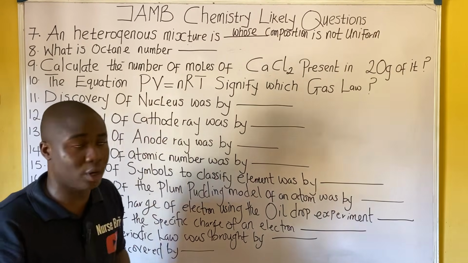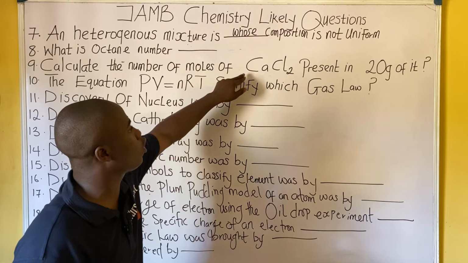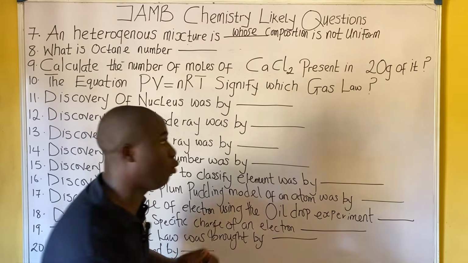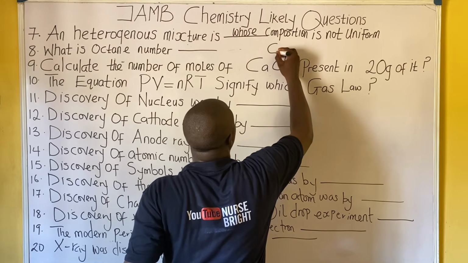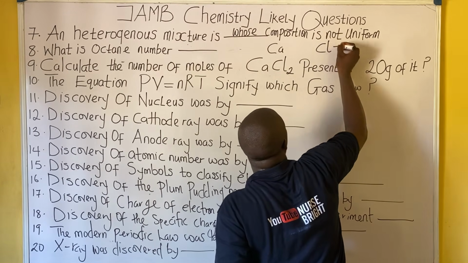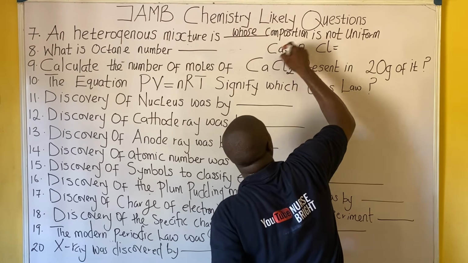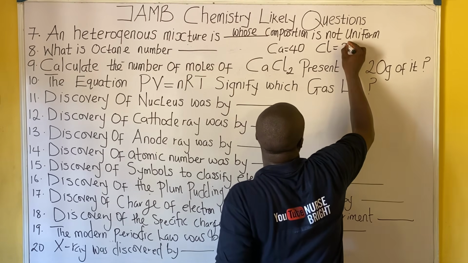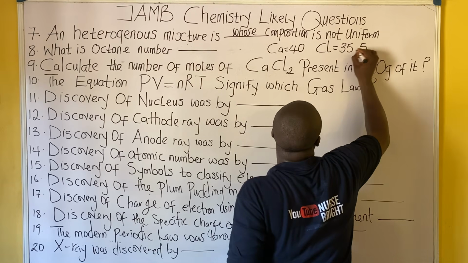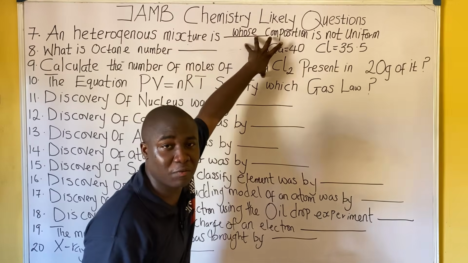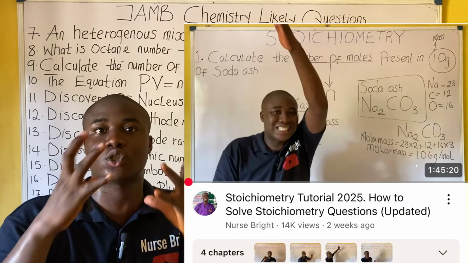Now let's get into the next practice question, and it says calculate. So it's a calculation question. Calculate the number of moles of this compound present in 20 grams of it. It is very simple. First of all, for you to solve this question, you have to know the atomic masses of the elements making up the compound. We have two elements here, calcium and chlorine. The atomic mass of calcium is 40. The atomic mass of chlorine is 35.5. I'm not going to solve this question. This question is very simple. This question is from the aspect of chemistry called mole concept, stoichiometry.